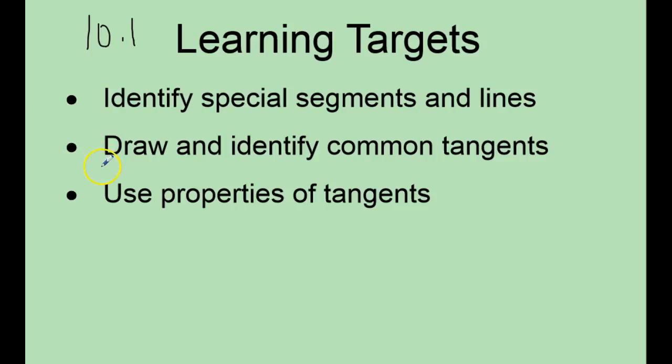Then we were to draw and identify common tangents. We have both external tangents and internal tangents. And remember that a tangent that's common to two circles crosses each circle exactly once. And then we looked at the properties of tangents. The big property that we looked at is knowing that a tangent is at a 90-degree angle to my radius, and that also if I have a point outside my circle, two segments from that point tangent to my circle are the same length.